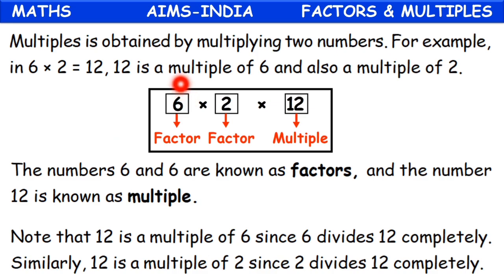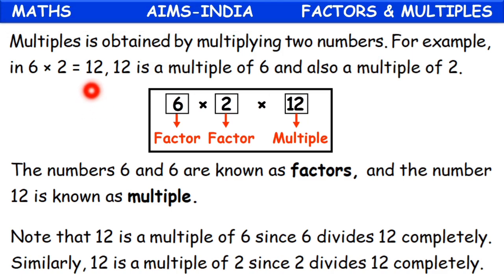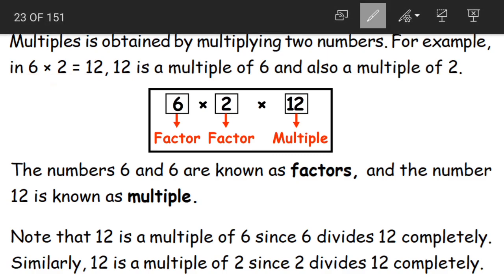Now what is a multiple? A multiple is obtained by multiplying two numbers. For example, if we want a multiple of 6, 6 2s are 12. When we multiply 6 with 2, we get 12. So 12 becomes a multiple of 6 and also a multiple of 2, children. Yes or no? Here we are multiplying 2 with 6 and also 6 with 2. So 12 becomes the multiple of both 6 and 2.